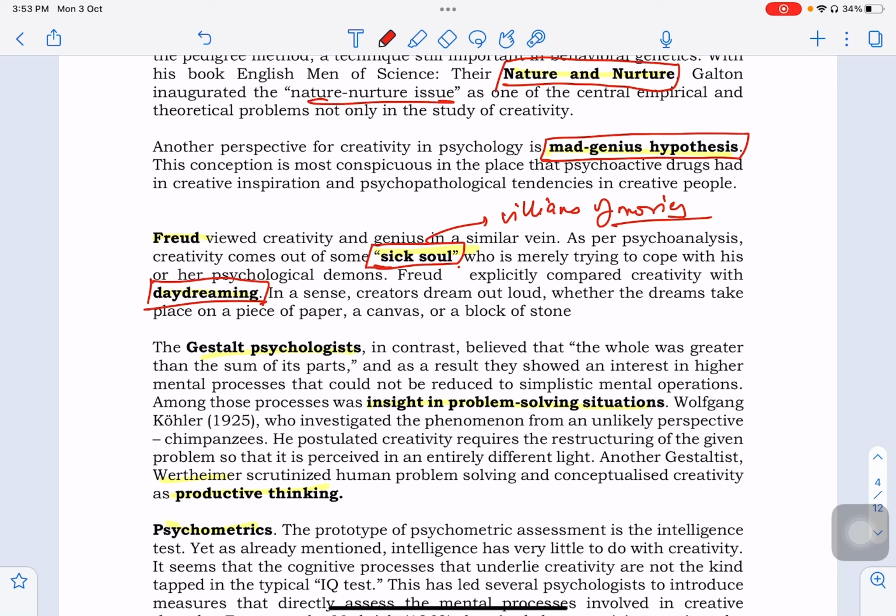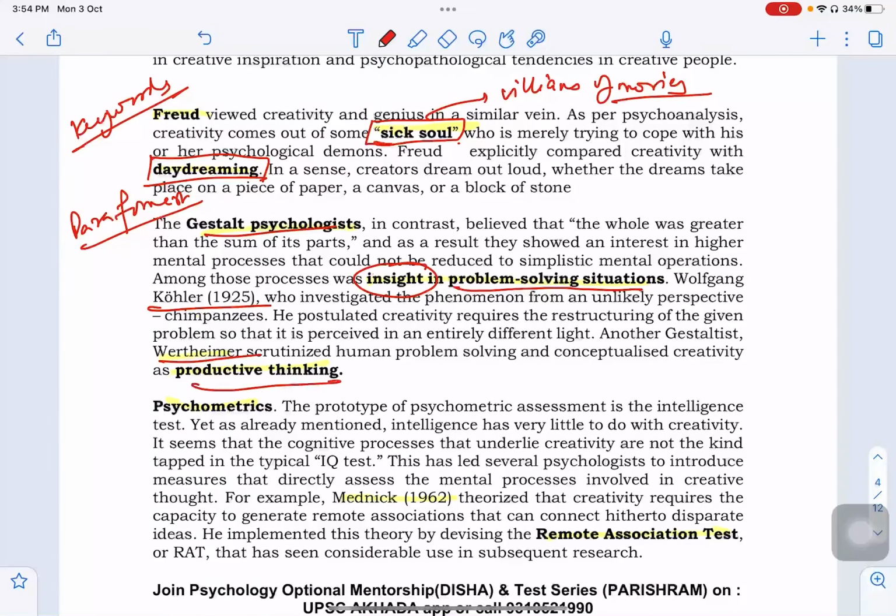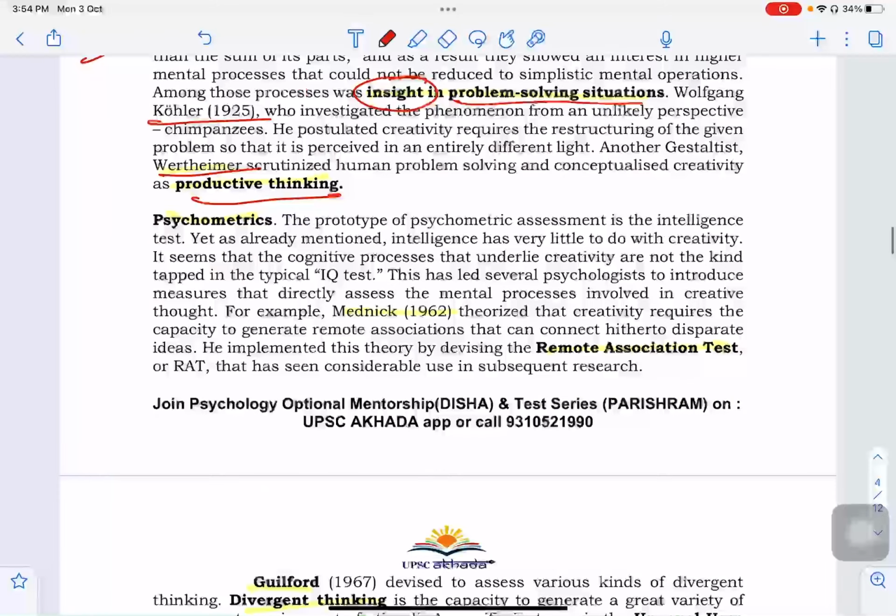One thing to note: I always underlined or highlighted the keywords because I'm writing this answer in para format. So in para format, the keywords should be clearly visible. Then Gestalt psychologists bring in the concept of insight learning in problem-solving situations. We all know that. What about Köhler's apes? How he developed the insight to solve a problem. What Wertheimer talked about: productive thinking related to creativity.